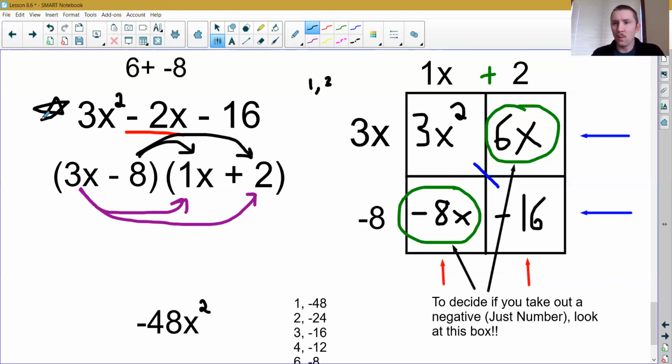So that is the window method in its entirety. We start with a blank window. We put in the first piece and the last piece. We find the other two pieces for these two boxes to fill it in, and then we go across the rows and up the columns to find our factors. If we need to know if we're taking out negatives, always look at these boxes. Okay, always look at these boxes.